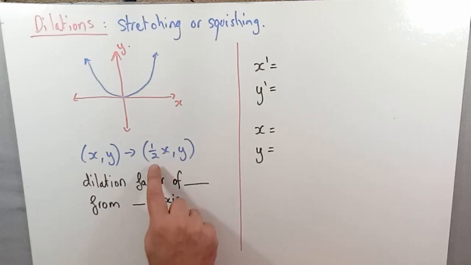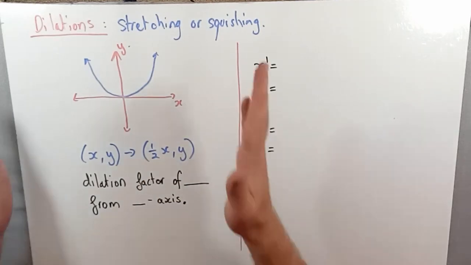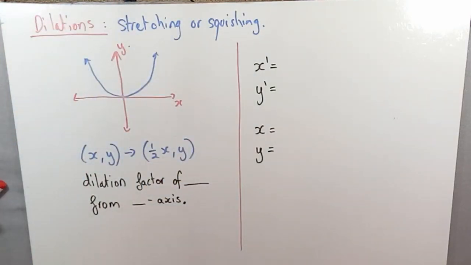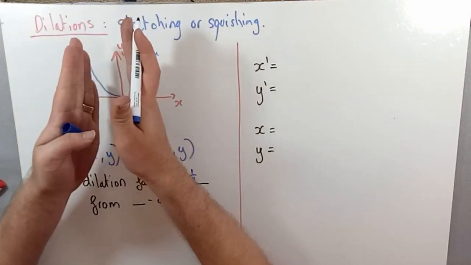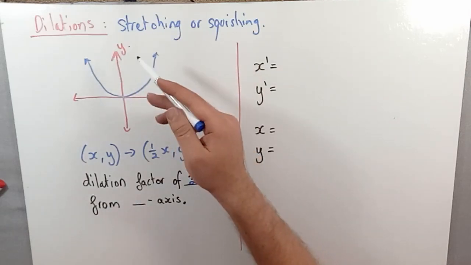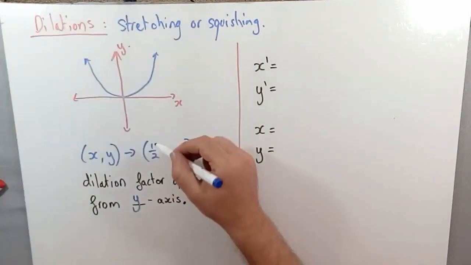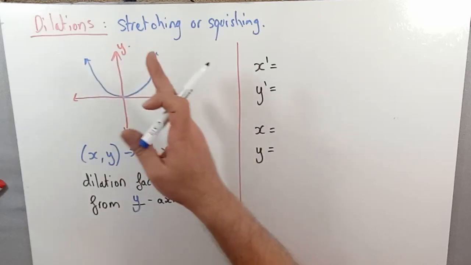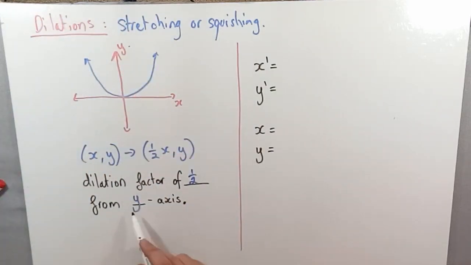Okay, so in this case, what would happen if I take all my x's and I multiply them by a factor of 1/2? It would squish in this way. Okay, so it's a dilation of factor of 1/2. That's this number here. And it's getting closer to the y-axis. So this is from the y-axis, it's getting closer in. Even though it's applying to the x here, because x runs perpendicular to y, I suppose, you're bringing it closer to the y. Okay, so from the y-axis.